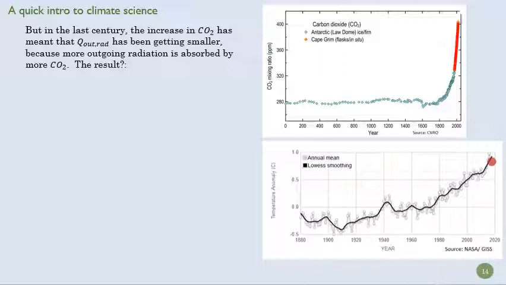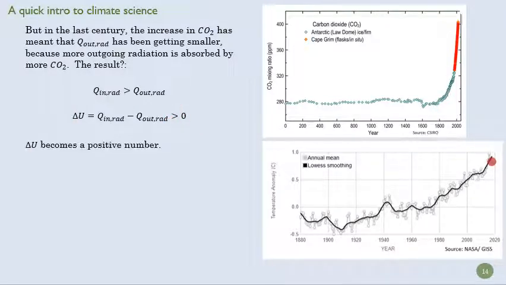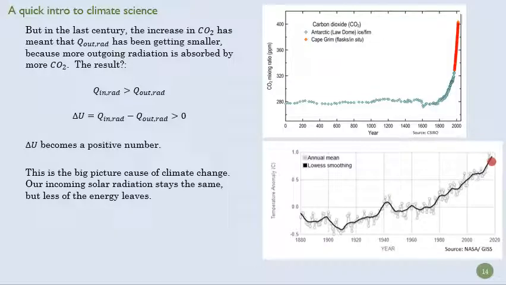Well, not really, right? Because we have a larger amount of carbon dioxide, our Q out radiation is getting smaller. The radiation from the Earth is being absorbed by more carbon dioxide. So we have a smaller Q out rad, less than the Q in rad. And if we put that into the first law, we find that the change of energy is going to be larger than zero. That is, the amount of energy being stored in the Earth system is growing. Okay, the first law tells us that the energy within the system is going to increase.